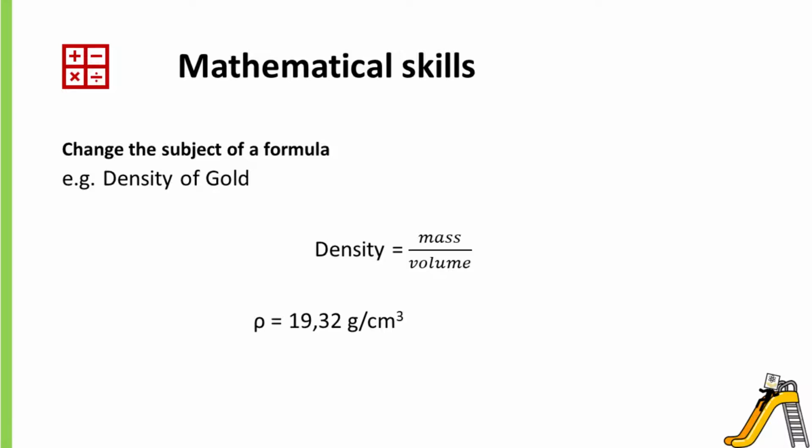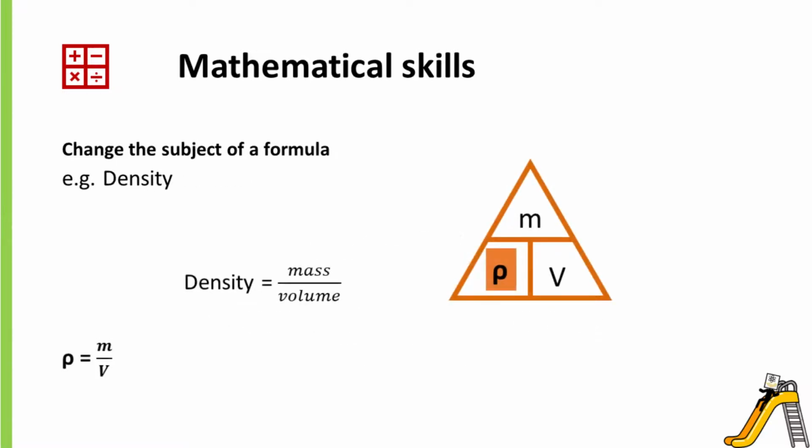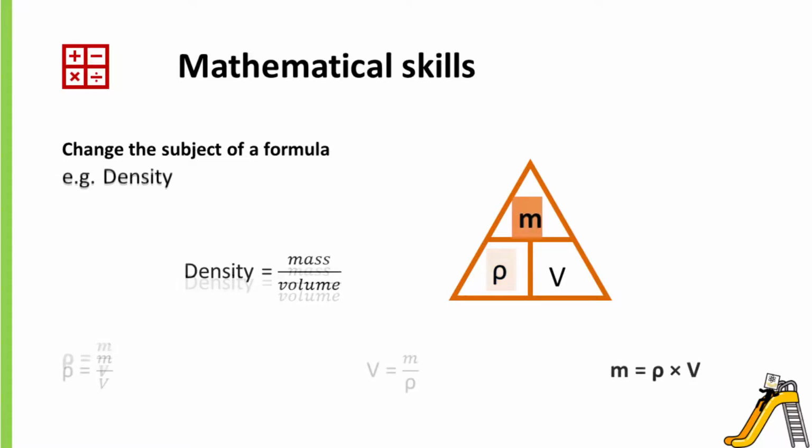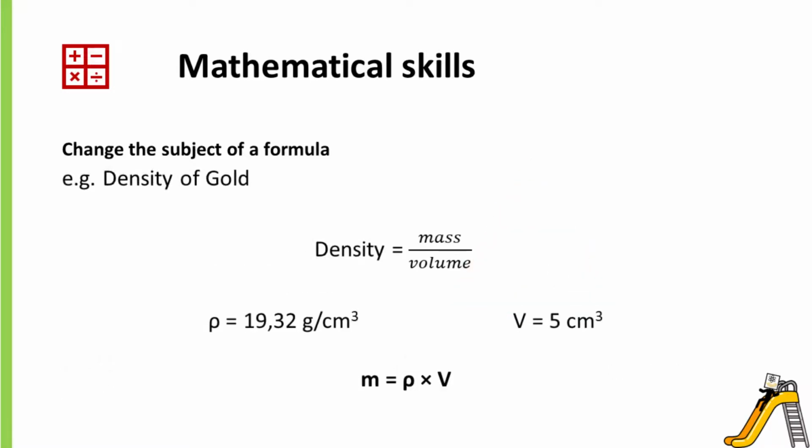So I have the density of gold as 19.32 grams per centimeter cubed, and I have a volume of 5 centimeter cubed. And here I want to calculate what is the mass of gold that I have. If we look at the formula for density, it is mass over volume. But when I want to calculate mass, it is density times volume. And of course, I do have density and I do have volume. So I just plug those figures into the formula.